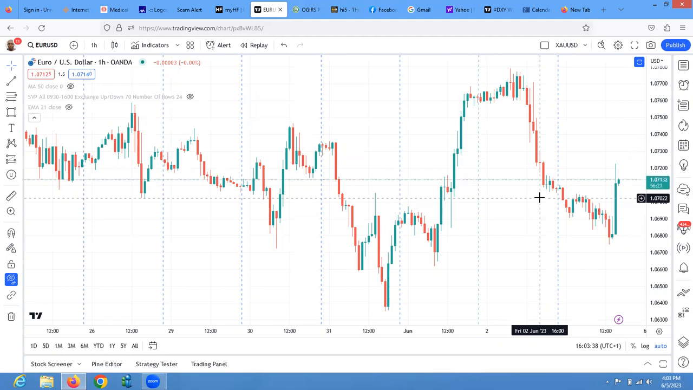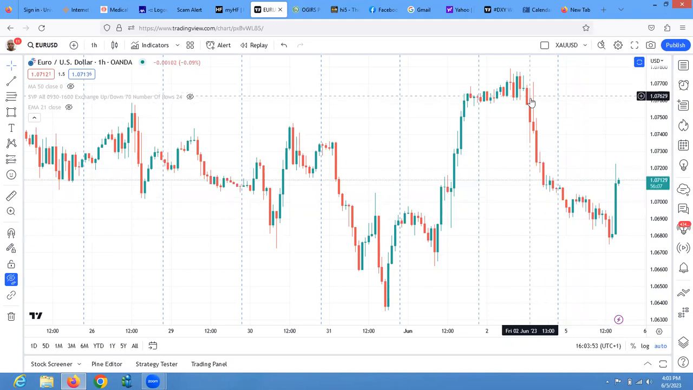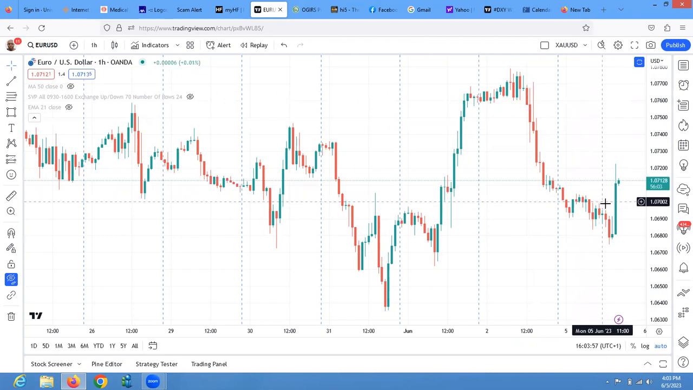So I will be teaching us what structure break is all about and how we deal with structure break. Usually, when you have a structure that is broken, like this one now, on this time frame, this is a structure that is broken here. So there's a break of structure to the upside.